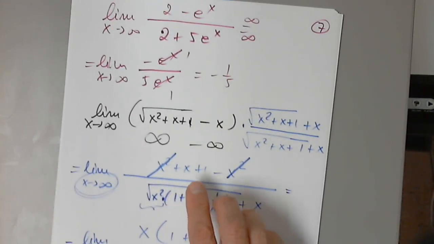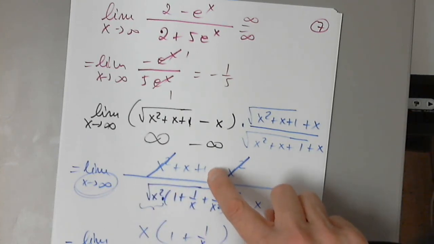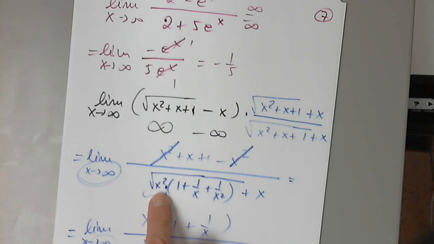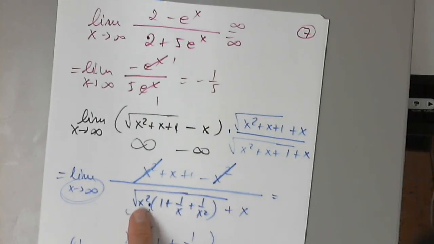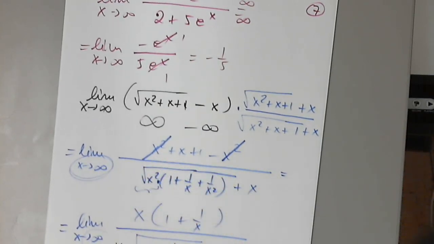So first of all, here I factor out x, and x times 1 is x, and x times 1 over x is 1. Here I factor out x squared because that's the degree. X squared times 1 is x squared, times 1 over x is x, times 1 over x squared is 1. Okay. And the square root of x squared should be the absolute value, but since I know it goes to infinity, positive, this has to be x.